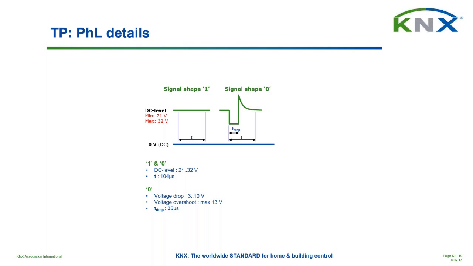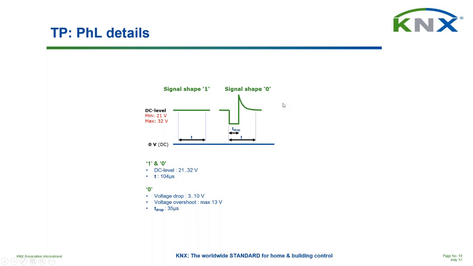And here we can see what has been defined as being a signal having shape 1 and the signal shape 0. Sorry. So first of all, there is a constant DC level which shall be minimal 21 volt and maximum 32 volt. Otherwise, this is not considered being a 1.